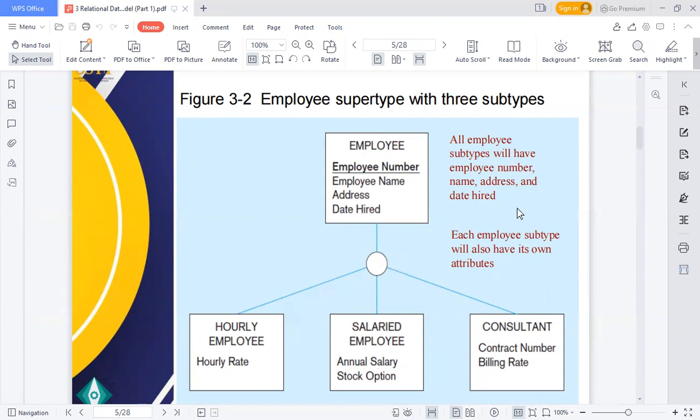So all employee subtypes will have employee number, name, address, and date hired. So all the attributes from the employee entity, which is the supertype, are inherited by each of the subtypes, that is the hourly employee, salaried employee, and consultant. Now, each employee subtype will also have its own attributes. So the attribute of each subtype is exclusive only to that particular subtype. It is not inherited by the supertype.